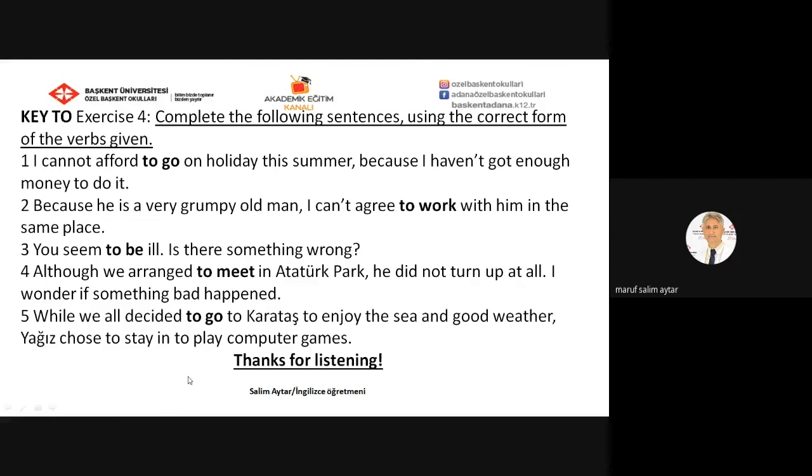And finally, while we all decided to go to Karataş to enjoy the sea and good weather, Yağız chose to stay in to play computer games.